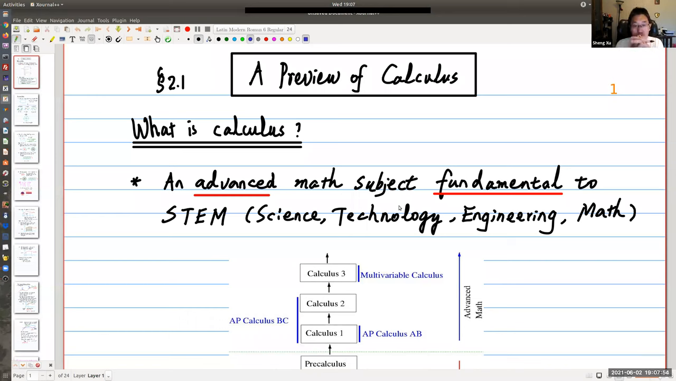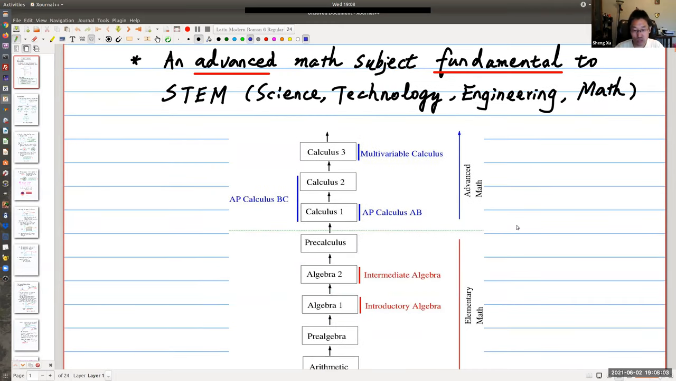So what is calculus? You may say it's an advanced math subject, right? Previously you learned some mathematics such as pre-algebra, algebra one, pre-calculus. Normally we regard those courses as elementary math courses. But starting from calculus, we are going to do advanced math, right? That's why I congratulate you on that. And calculus is a very important subject. It is fundamental to STEM: science, technology, engineering, and mathematics, okay?